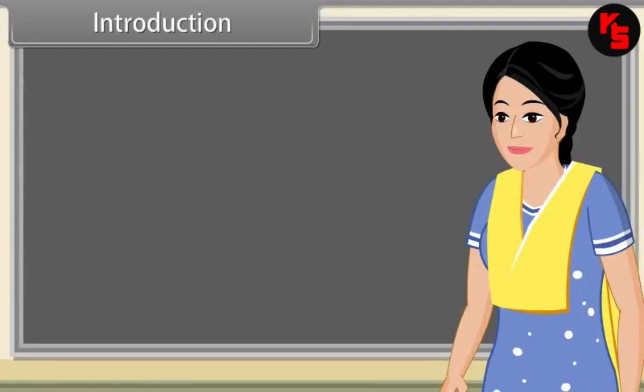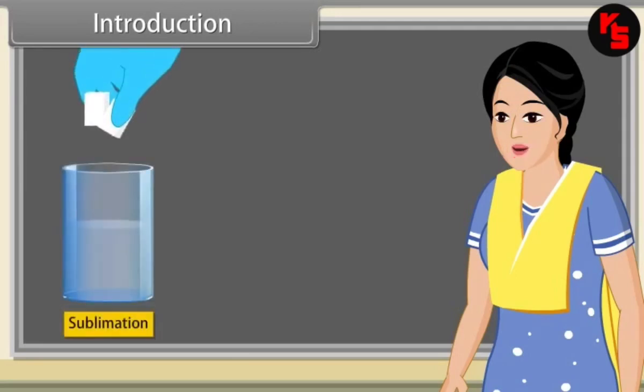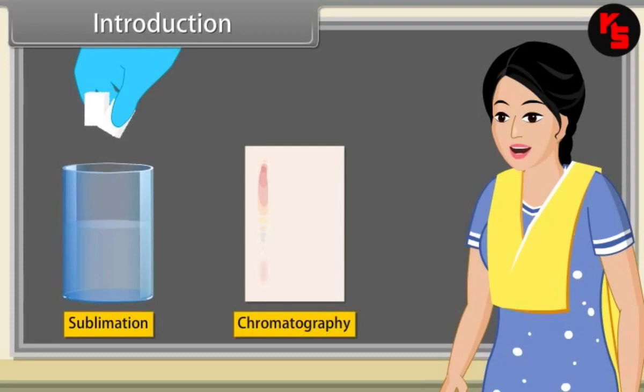Introduction. Students, in the previous part we have learnt isomerism and fundamental concepts used in organic reaction mechanisms, and today we learn the methods of purification of organic compounds. Some of the methods are sublimation, chromatography, distillation, etc.